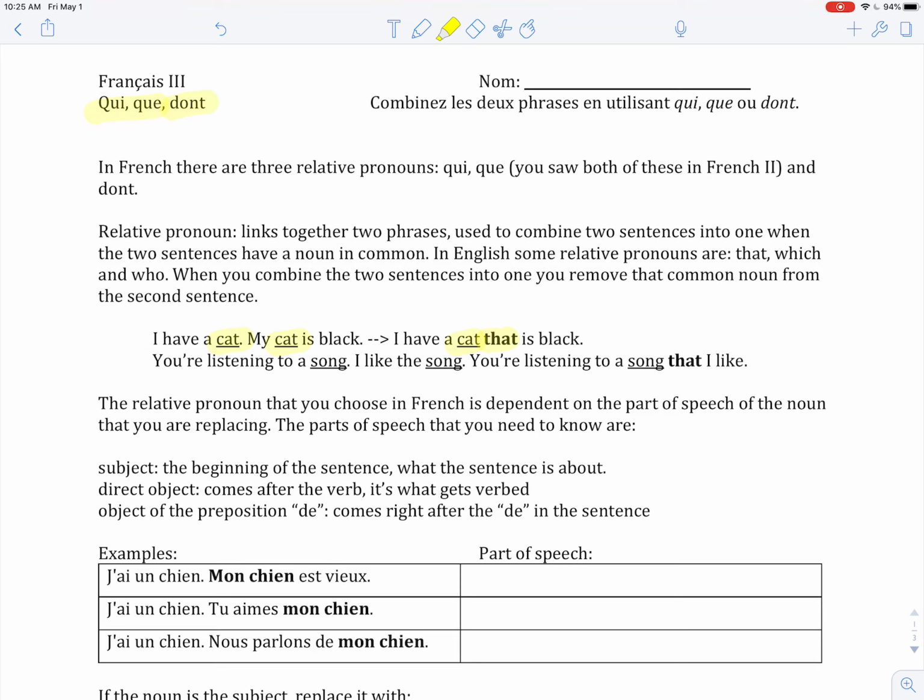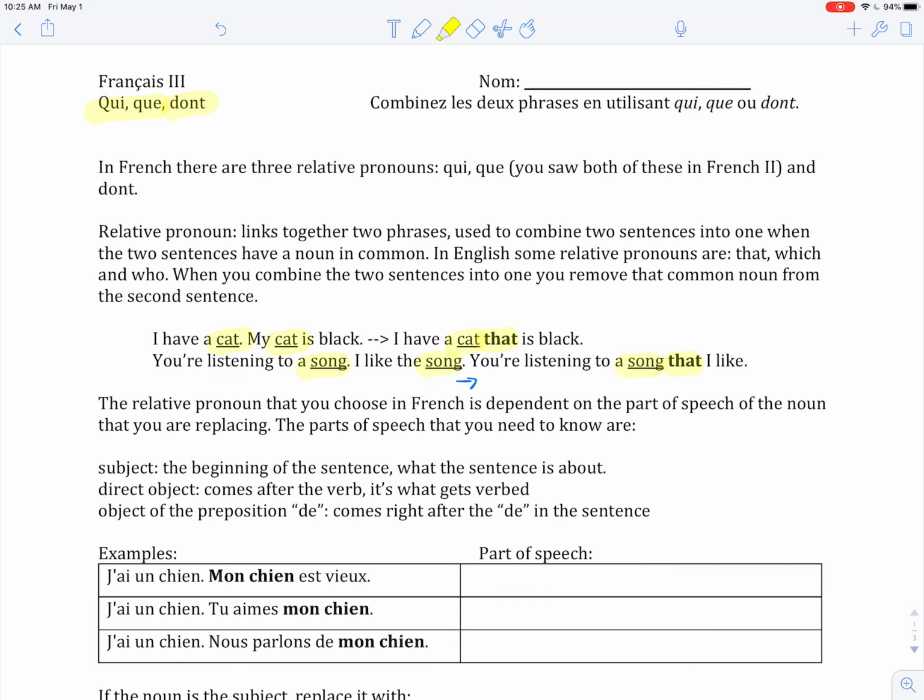You're listening to a song, I like the song. So we have song and song in each sentence there. We can combine it. I missed the arrow right there, so there should have been an arrow turning that into one sentence. You're listening to a song that I like. So the word song appears one time in that sentence, and also the relative pronoun that.